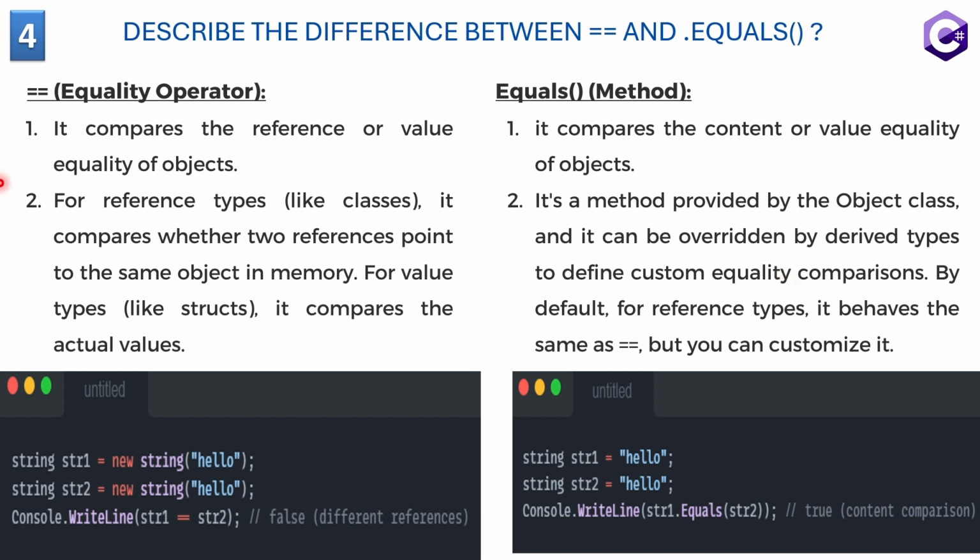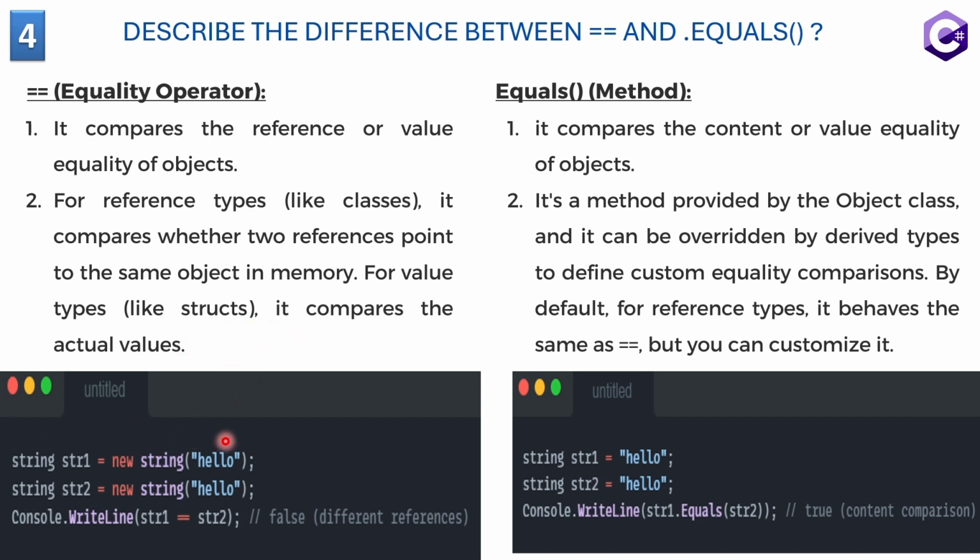When it comes to the double equals operator, it compares the reference or value equality of objects. For reference types like classes, it compares whether two references point to the same object in memory. For value types like structs, it compares the actual values.